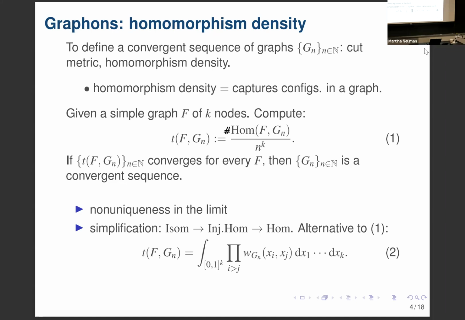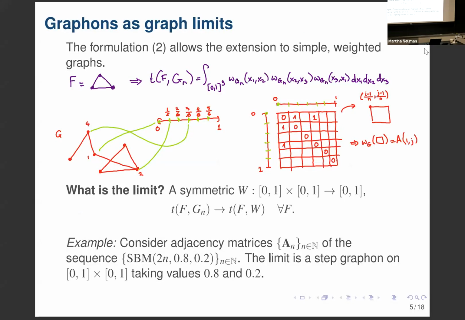So on the left-hand side, you have GN. On the right-hand side, you have W_GN. So certainly these two are related to each other. W here stands for weight. So as you may suspect, W_GN here is going to be basically an extension of the adjacency matrix of GN to the continuum. W_GN here, you notice, is going to be a function of two variables, and k here corresponds to the nodes of F. So how does it work?